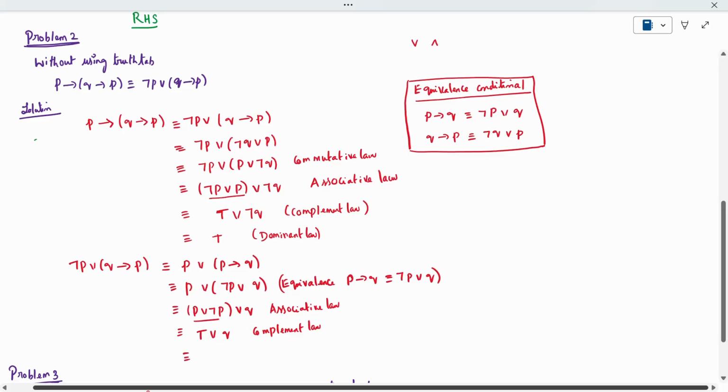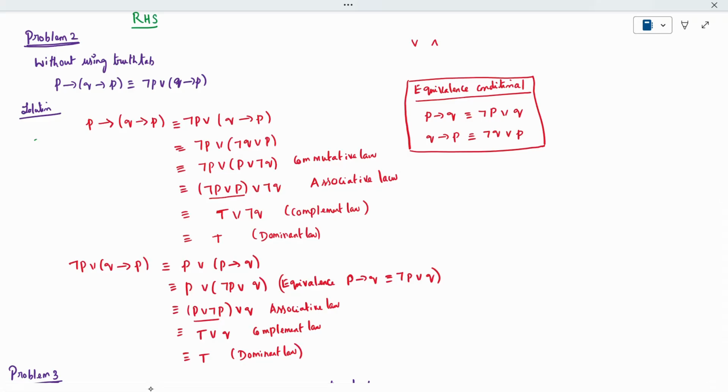True disjunction Q is nothing but true, by the dominant law. So completed. Both are true, so it is equal only. It is an equivalence only. Then we have one more question, the last question.